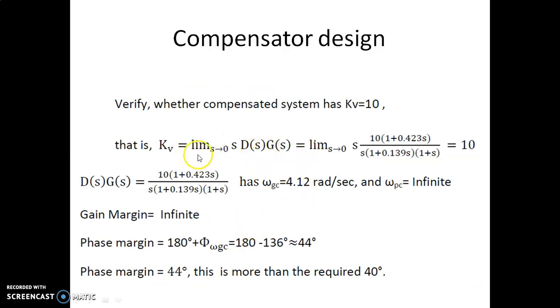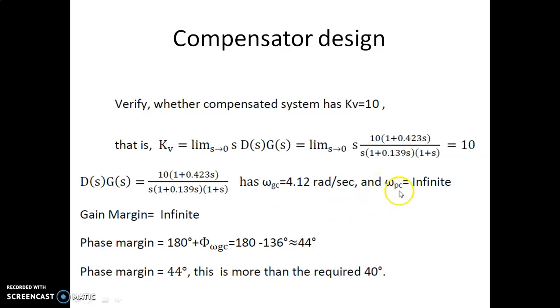we can verify whether we are having the same Kv, which is equal to 10, which will result in a steady state error for ramp input of 0.1. So since Kv is equal to 10, for a unit ramp input ESS will be 0.1. For this compensated network, the omega GC happens to be 4.12 radian per second, and omega PC is infinite.